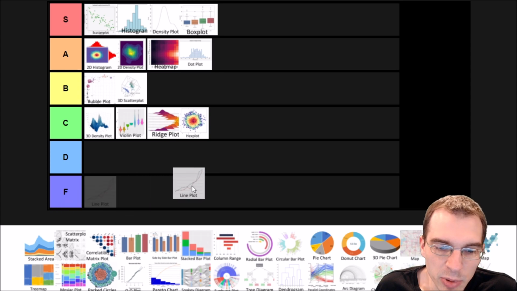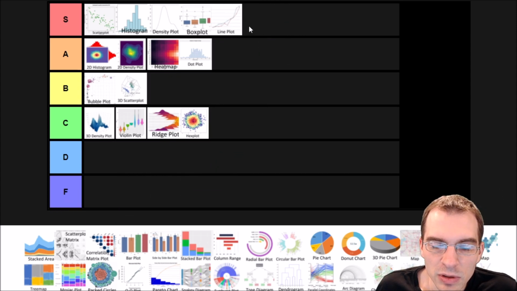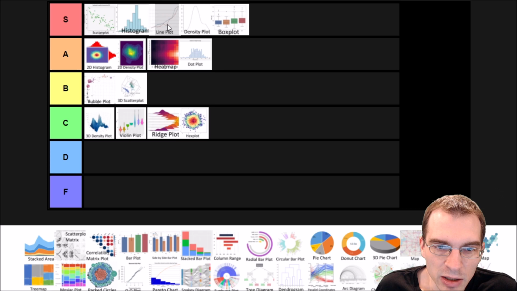Next we have the line plot. This is another S tier, used all the time, very useful, and basically anytime you're working with time series, you're going to have line plots with some kind of date or time on the x-axis. I think this actually deserves to be higher up in S tier also, probably right below the histogram maybe, because they're used all the time and they're very useful.